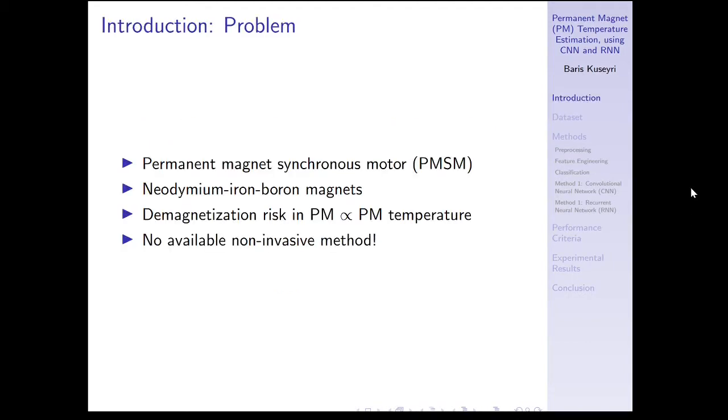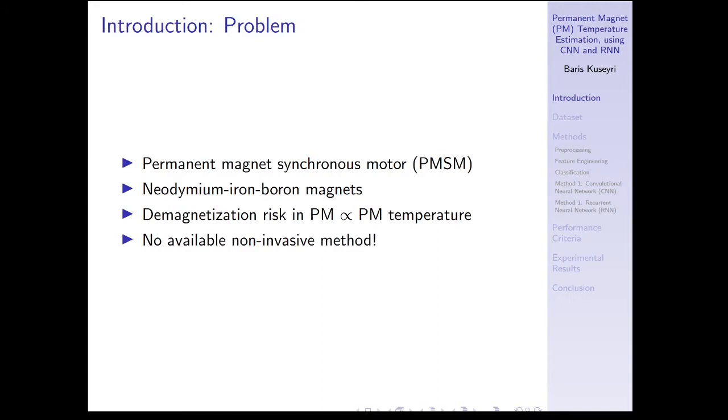Permanent magnet synchronous motor is a type of electric motor. This type of motor is widely used in many industrial applications because they demonstrate really good performance characteristics, especially in terms of torque density. Neodymium iron boron magnets, shortly neodymium magnets, are a type of permanent magnets which are widely used in this type of motors.